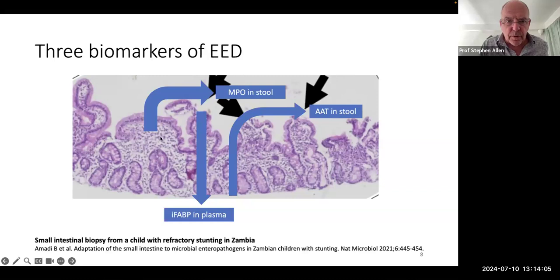Myeloperoxidase in the stool. Myeloperoxidase is in immune cells, the cytoplasm of immune cells. If they're in greater number and they're leaking out into the stool, myeloperoxidase goes up. So it's a marker of intestinal inflammation.